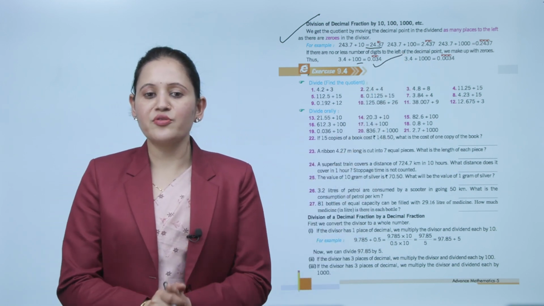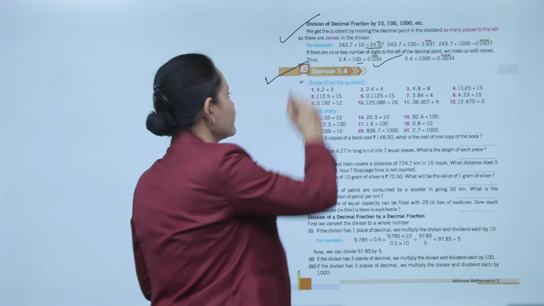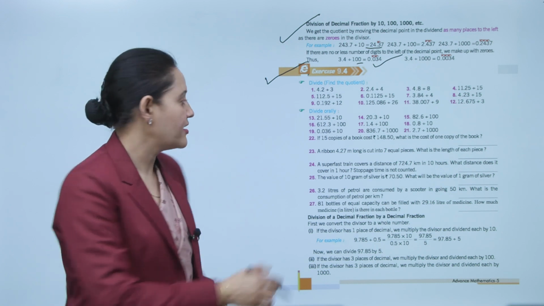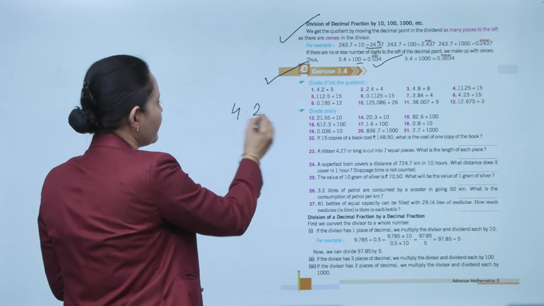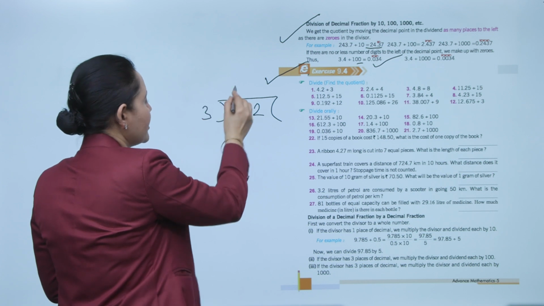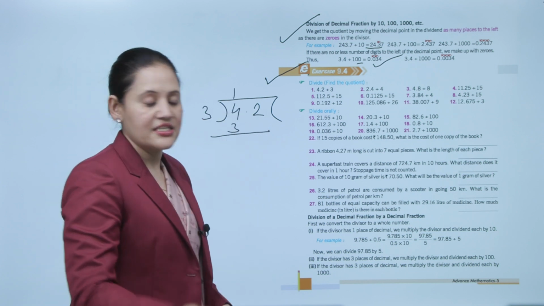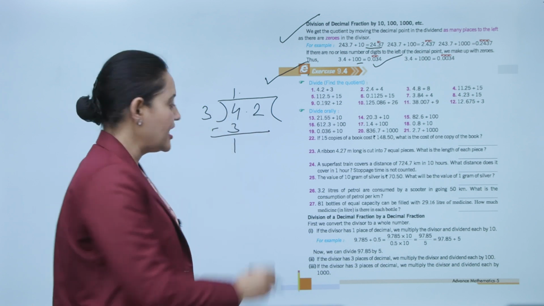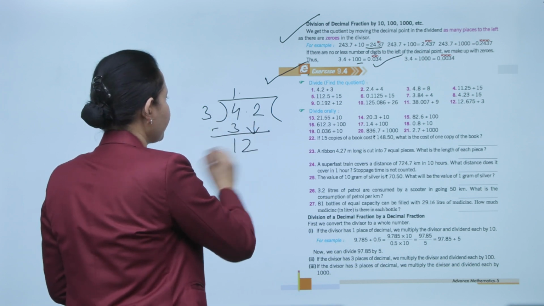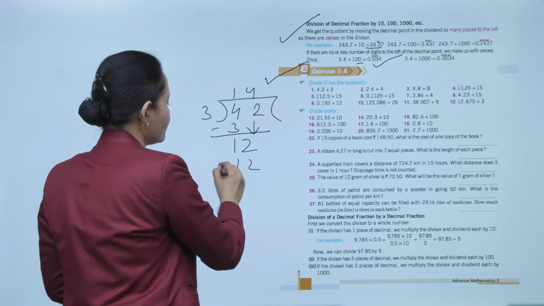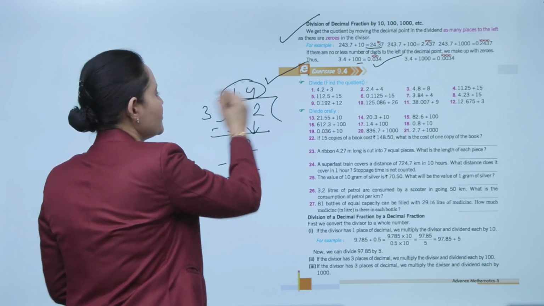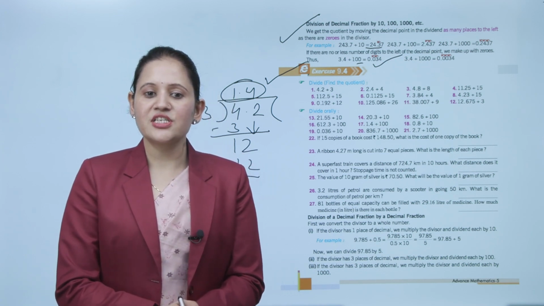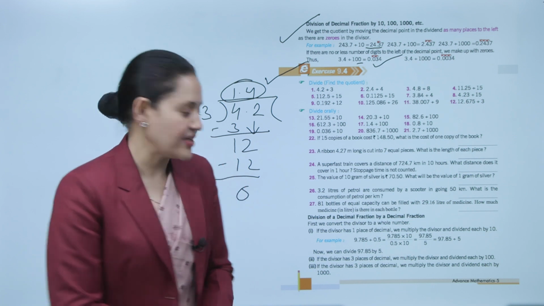Next is exercise 9.4. Divide and find the quotient. 4.2 divided by 3. 3 ones are 3. Subtract, get 1. Now there's a decimal, so put the decimal here and note down the next digit. 3 4s are 12. So the quotient is 1.4. Clear?